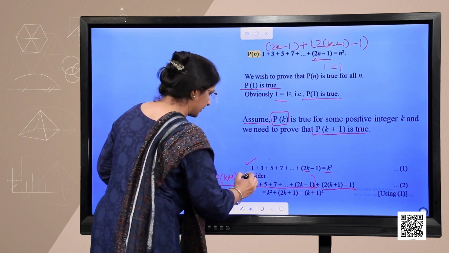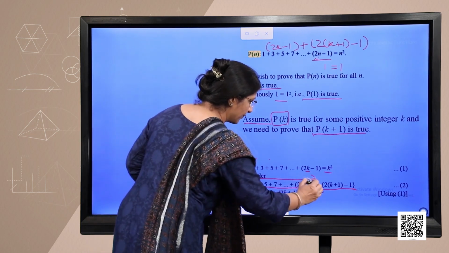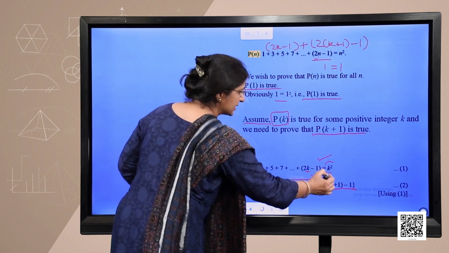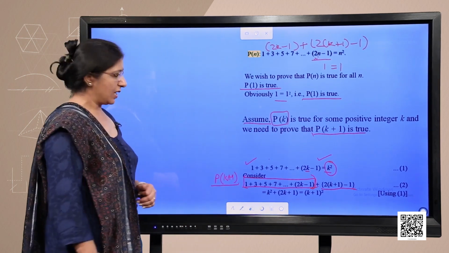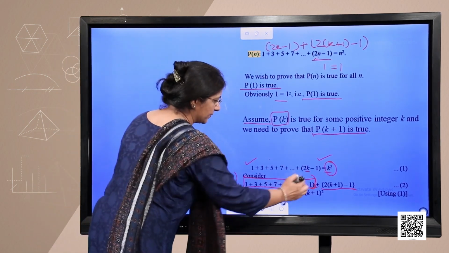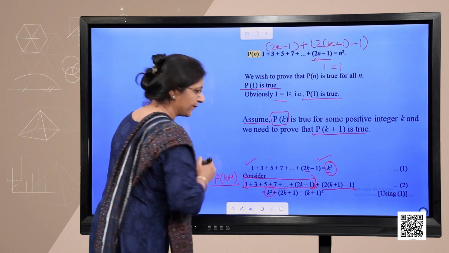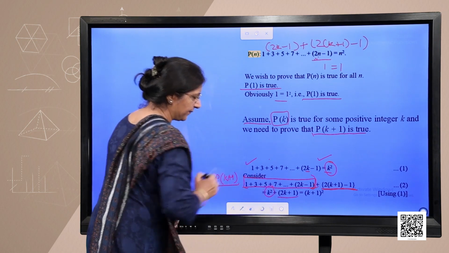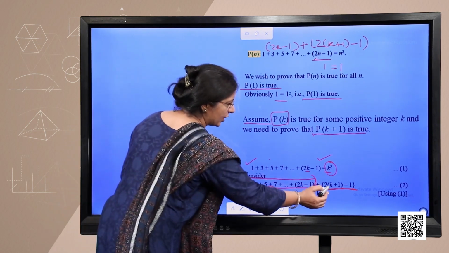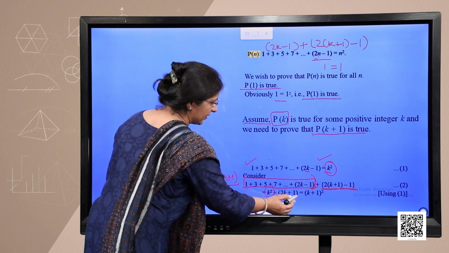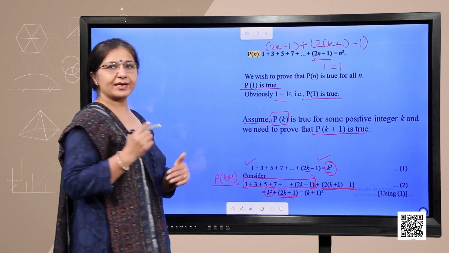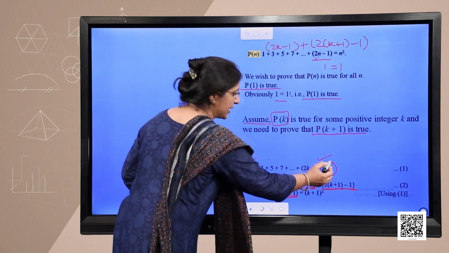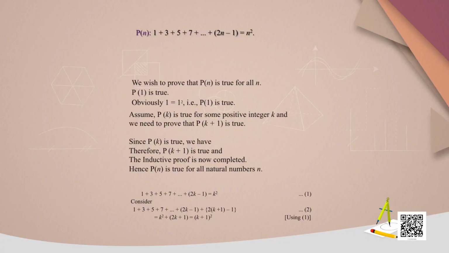Now, we know from the statement above that this much is equal to k square. I have replaced this whole term by k square and added the k plus 1th term to this. After solving this, 2k plus 2 minus 1 will give us 2k plus 1, and on the right hand side, in place of k square, we need to write this. It means we need to show that the left hand side is equal to the right hand side.